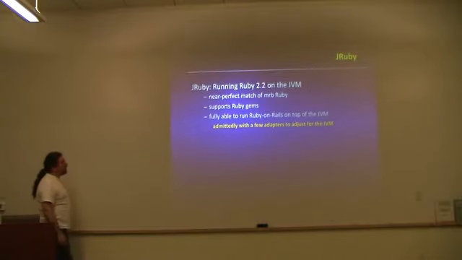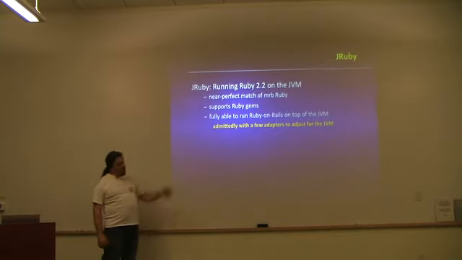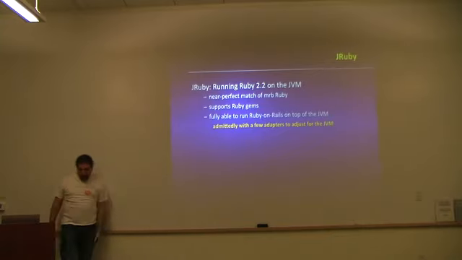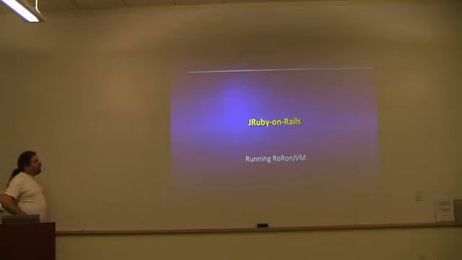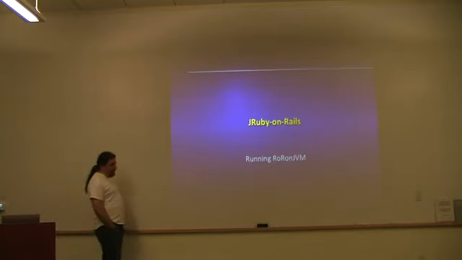JRuby, of course, is a full-fledged Ruby 2.2 on the JVM, and Charlie Nutter is Mr. JRuby, and that guy has forgotten more about the JVM than I will ever learn, because he has made, as close as he possibly can, JRuby run exactly the same way as Ruby does, on top of MRI. It supports Ruby gems, which leads to Ruby on Rails. I mean, JRuby on Rails.